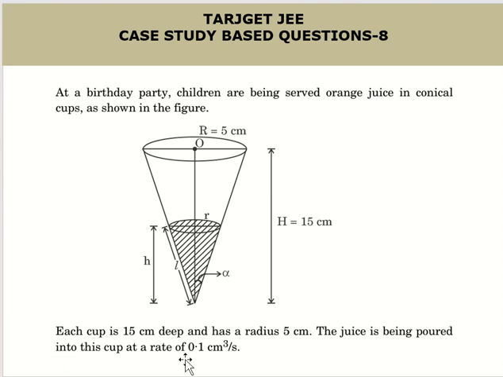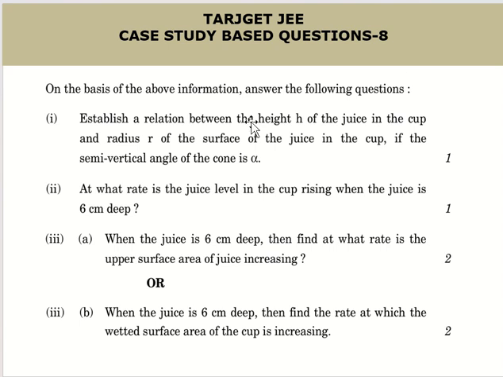Juice is poured into this cup at the rate of 0.1 centimeter cube per second. That means dV by dt is 0.1 centimeter cube per second. On the basis of the above information, answer the following questions.